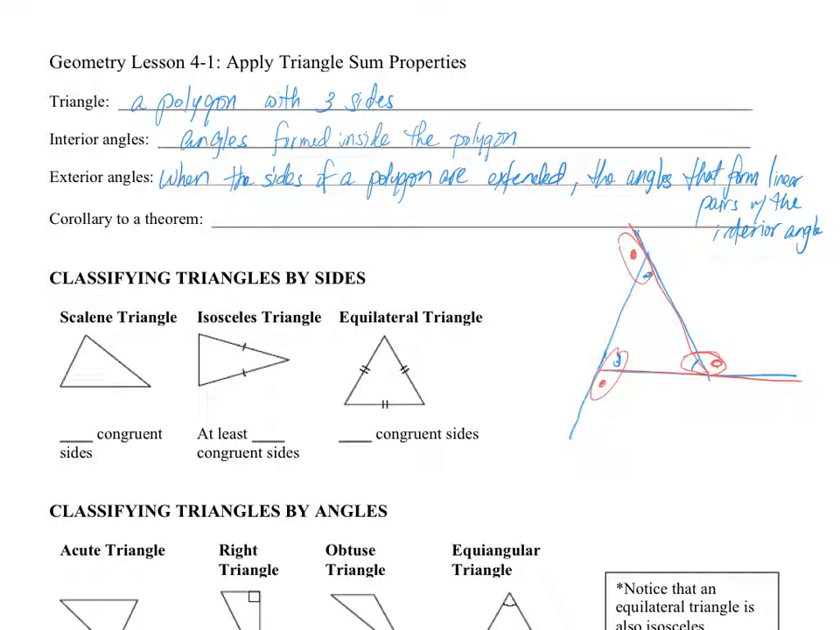And the corollary to a theorem is a statement that can be proved easily using the theorem.